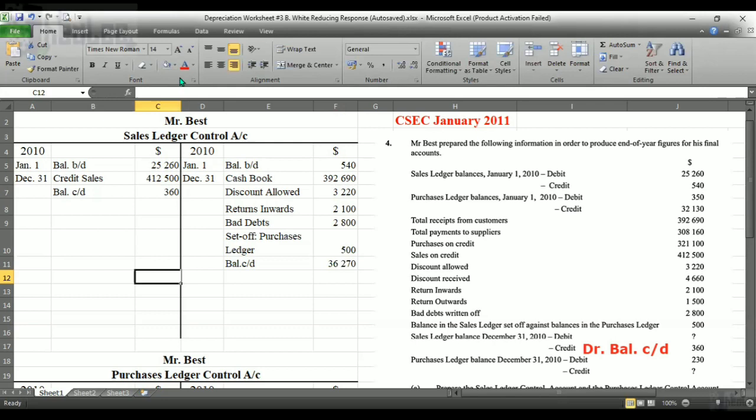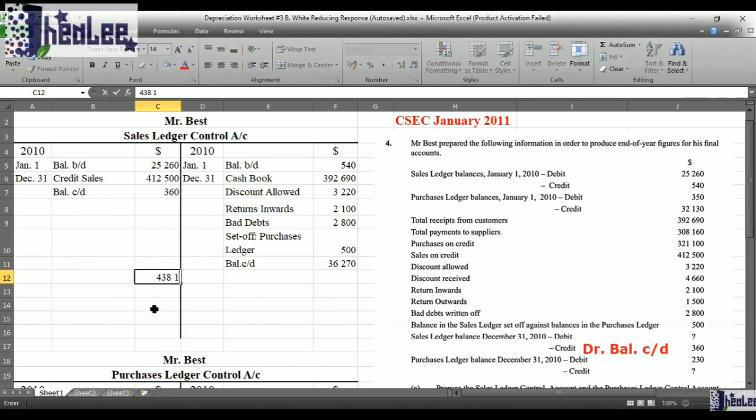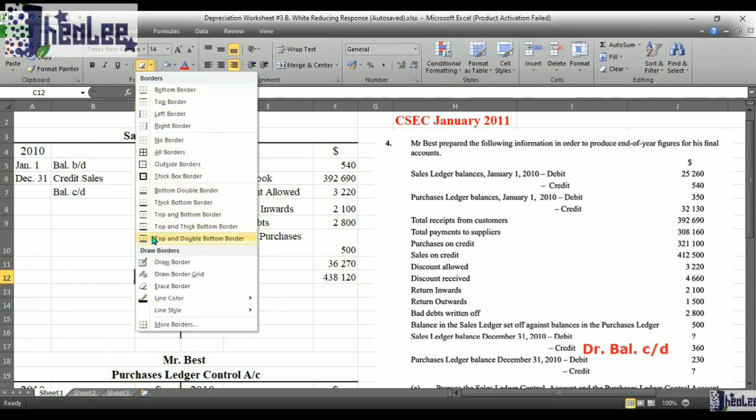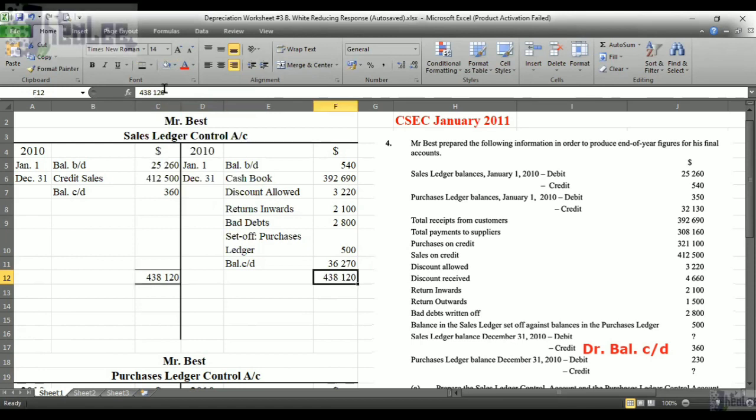And the next thing that you would do is to enter your totals. The totals are $438,120. And over on your credit, you write that same total. And remember, your totals must be on the same level. So that's 438,120 as our totals. Don't forget to put your single line above and your double line below for your totals. Remember, that is the key concept.